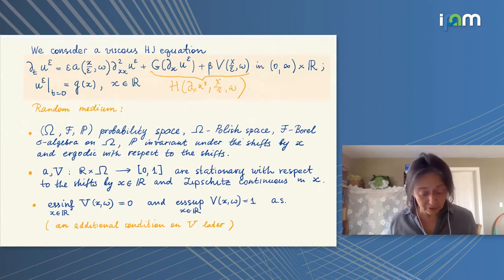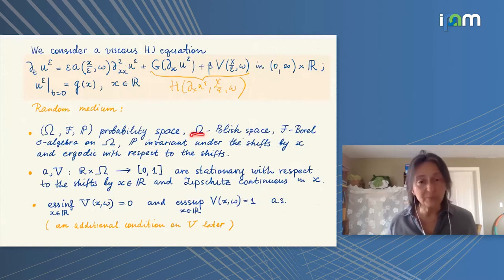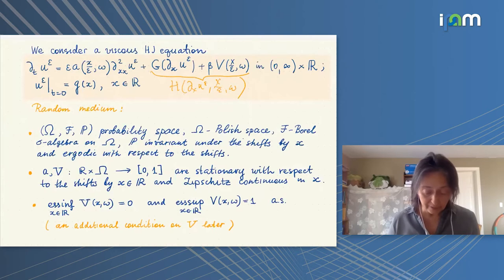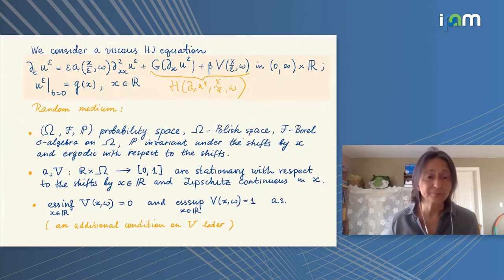As before, we have a random medium, which is expressed as a probability space, omega, F, P. We require omega to be a Polish space. This is inherited from the paper of Cardaliaguet and Souganidis, which we are using. The measure P is invariant under the shifts by x and ergodic with respect to the shifts. This is a standard setting of stationary ergodic homogenization.